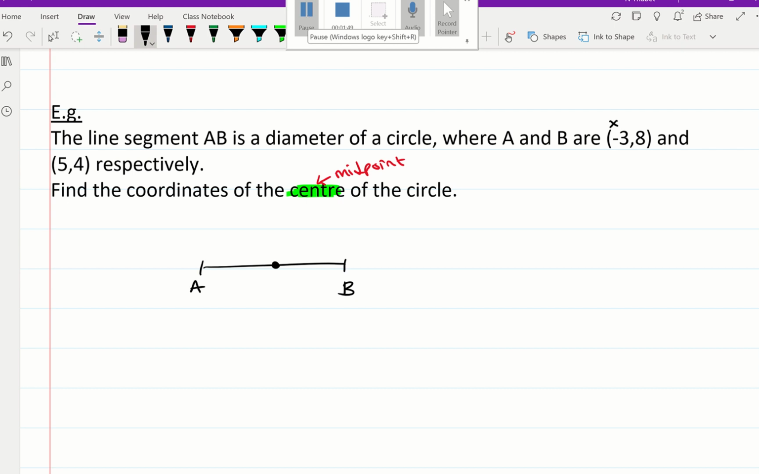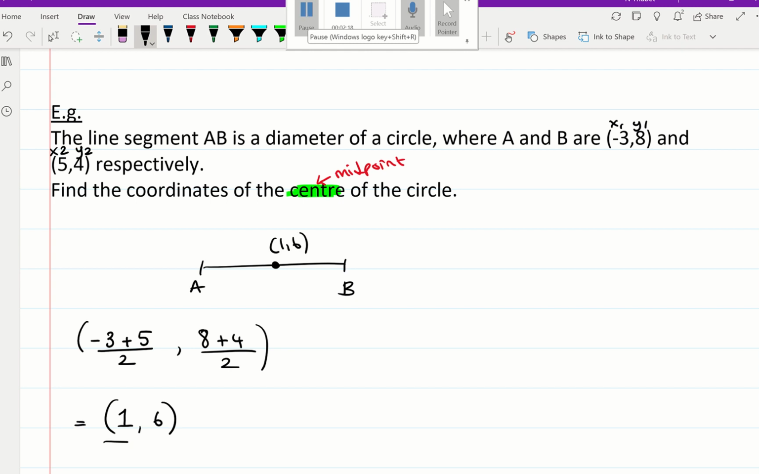This is x1, y1, and this is x2, y2. So I'm adding the x coordinates, -3 add 5, divided by 2, and then I'm adding the y coordinates, 8 plus 4, divided by 2. -3 plus 5 is 2, 2 divided by 2 is 1. 8 plus 4 is 12, divided by 2 is 6. The coordinate of the center is (1, 6).